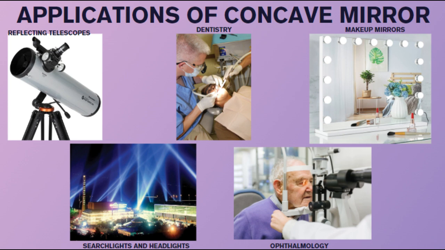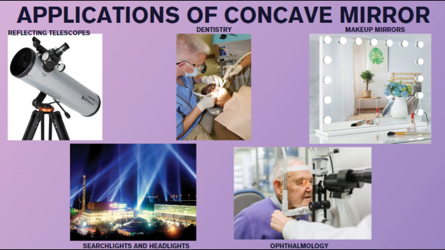Searchlights and headlights. In searchlights and headlights, concave mirrors are employed to focus and direct light beams in specific directions. By reflecting light inward towards a focal point, these mirrors concentrate light rays, resulting in a bright, concentrated beam. This focused illumination is essential for applications such as outdoor lighting, automotive headlights, and theatrical spotlights, where visibility and intensity are critical.